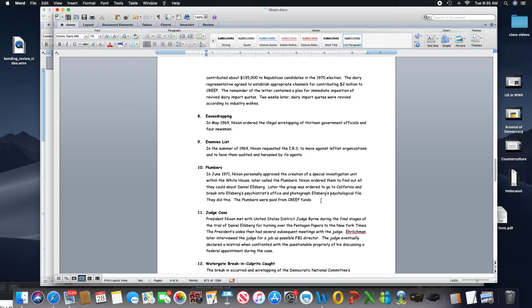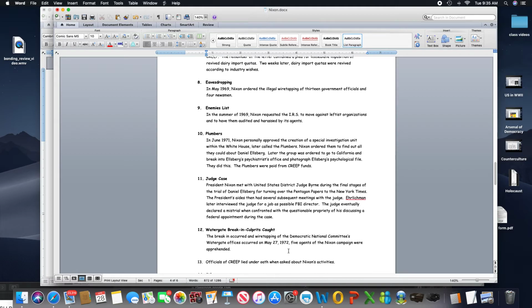And it could also go in dirty tricks and cover up obstruction of justice, because with Ellsberg, they're trying to ruin his name, so that's why it's a dirty trick, and they're trying to hide information from the public. Okay, this judge case.